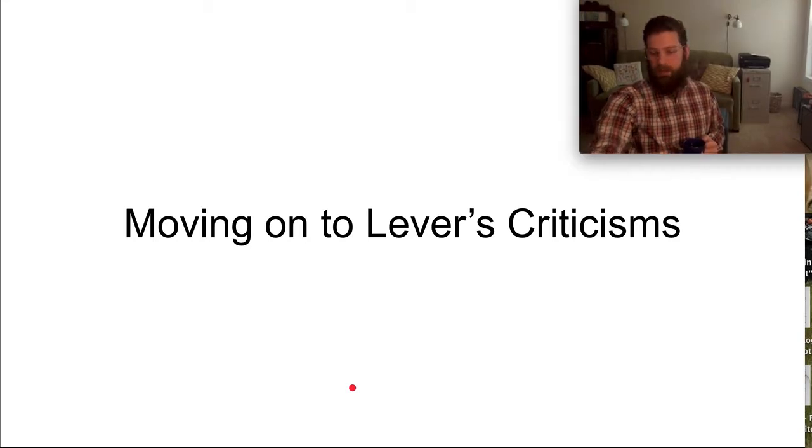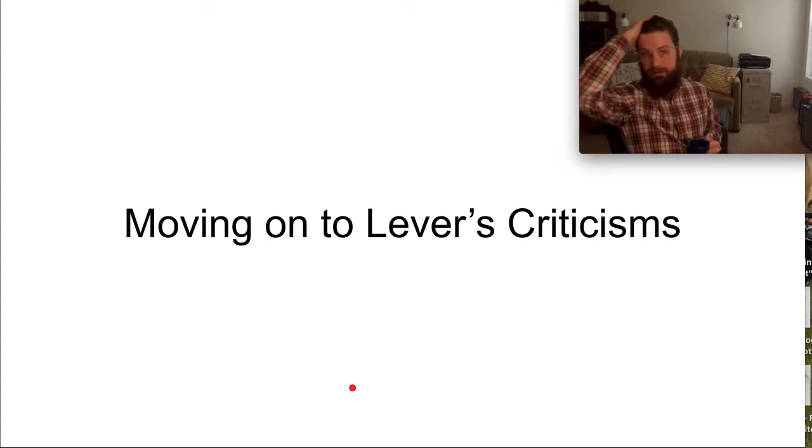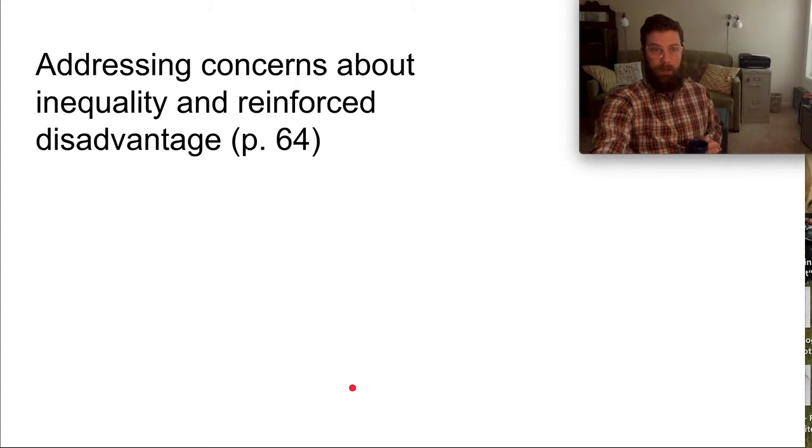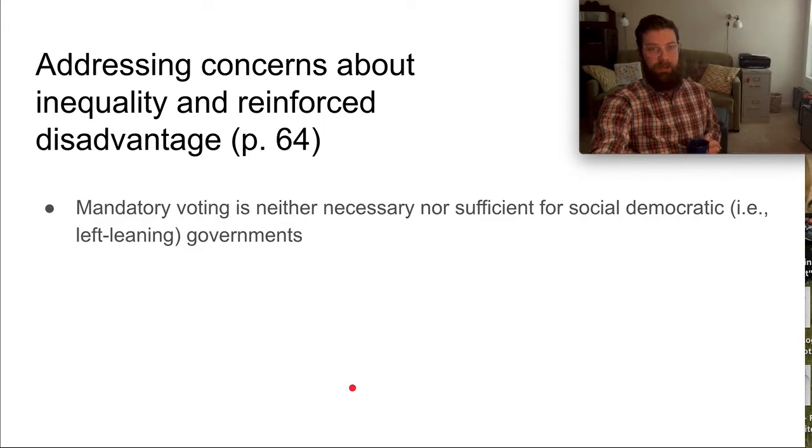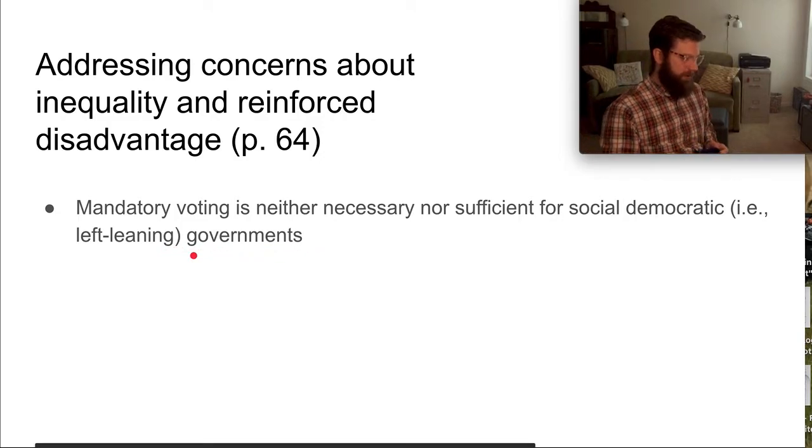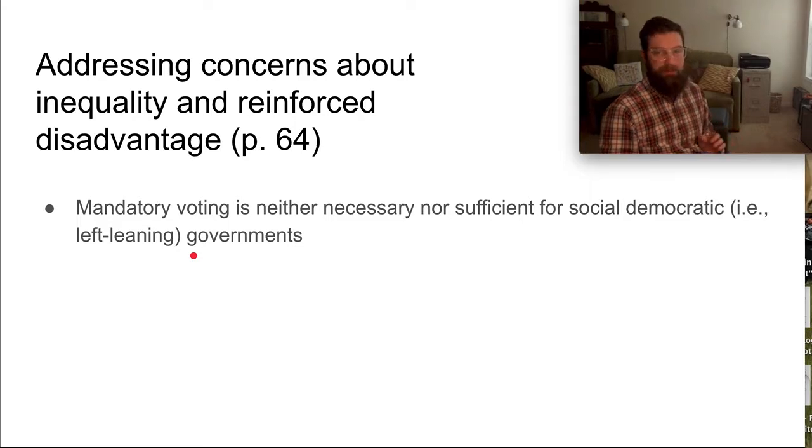So far we've just looked at Lever's summary of some of the reasons why compulsory voting is often favored. So, on the point about inequality and reinforced disadvantage, Lever points out that it's neither necessary nor sufficient for social democratic, i.e., left-leaning governments. So there are a lot of social democratic governments that don't have mandatory voting, places like Scandinavia. And moreover, places like the Netherlands, if I remember right, used to have compulsory voting, but found it not worth the effort of enforcement.